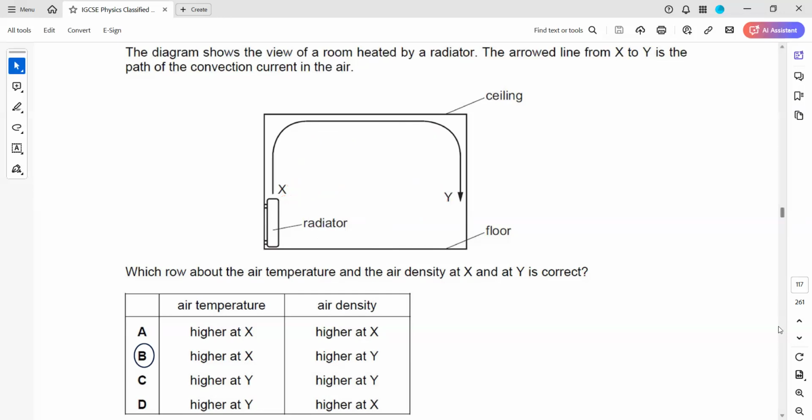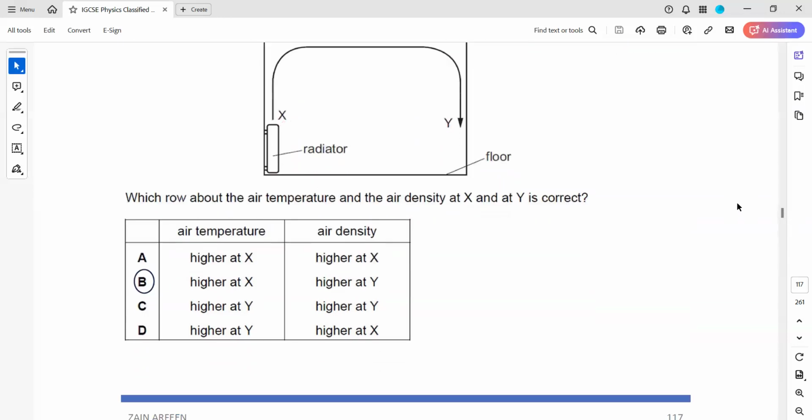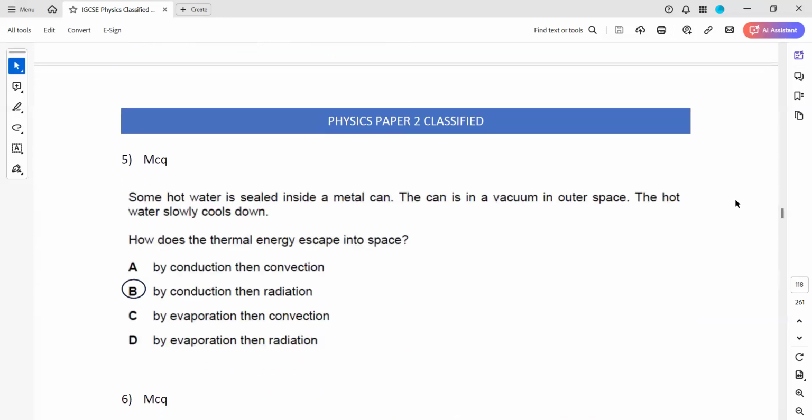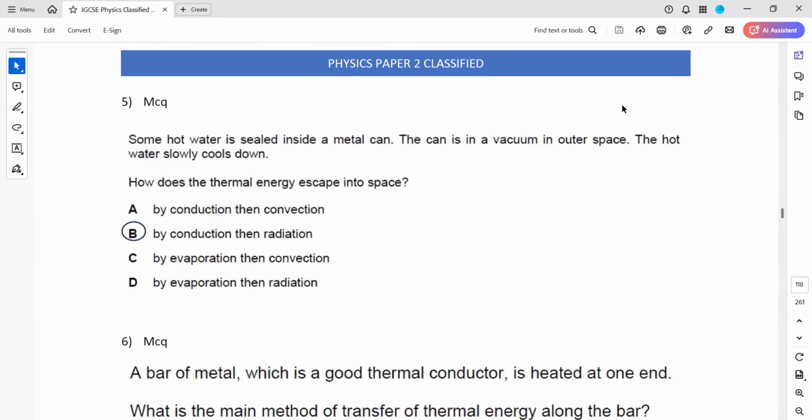Then we have question 5. Some hot water is sealed inside a metal can and the can is surrounded by a vacuum outside. So there's a can with a vacuum outside. There's a vacuum here. And the hot water slowly cools down. So the water cools down slowly.